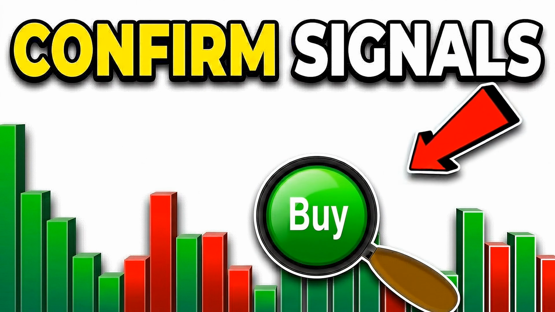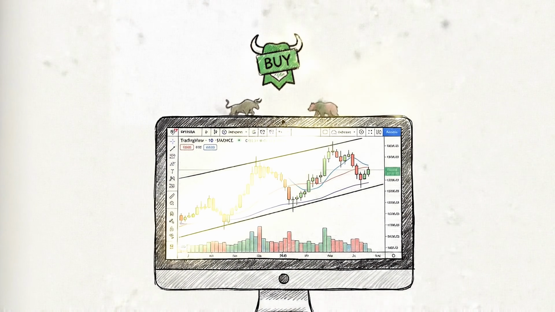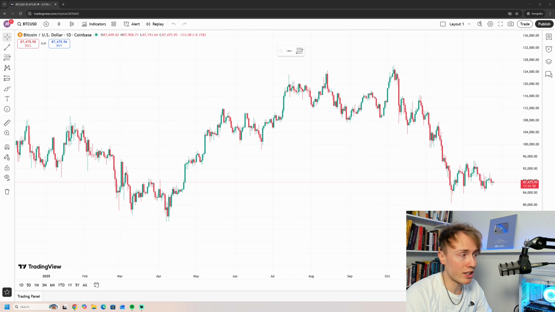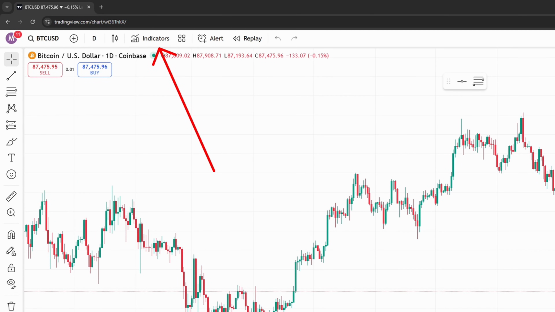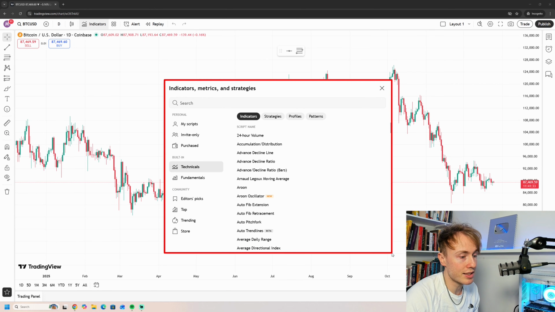Volume is your best tool for confirming signals. So here is how to set it up correctly on TradingView. First of all, to open up an indicator in TradingView, you want to navigate up here to the Indicators tab. So you simply press right here on Indicators, and as you can see, this box right here should appear.